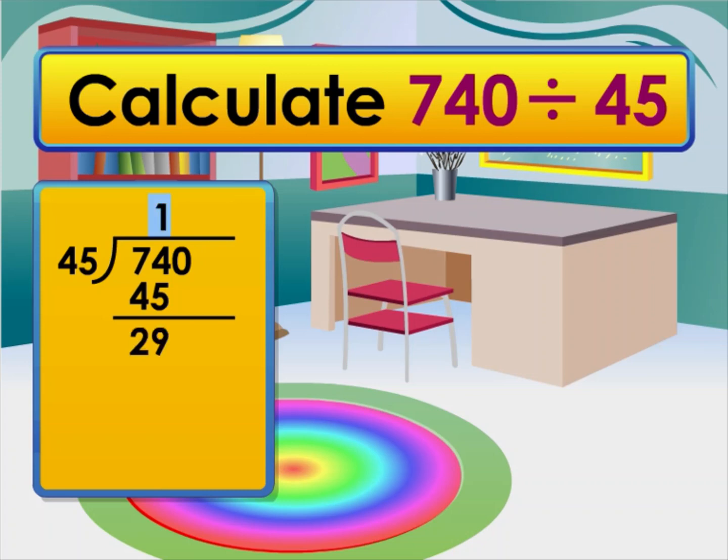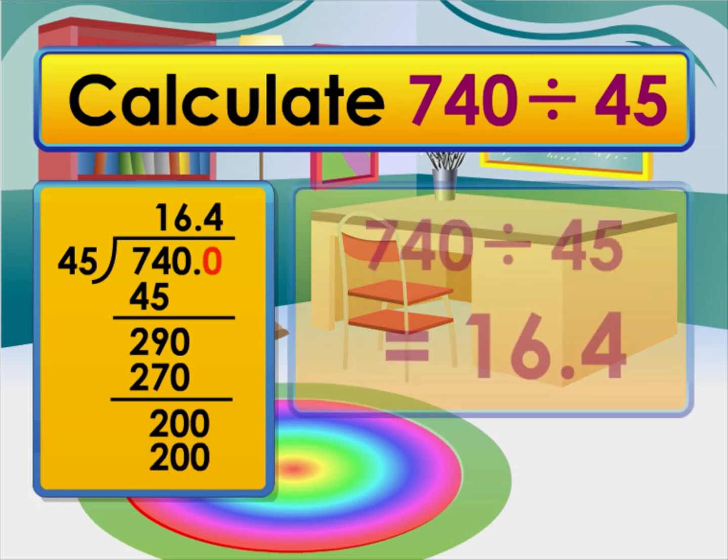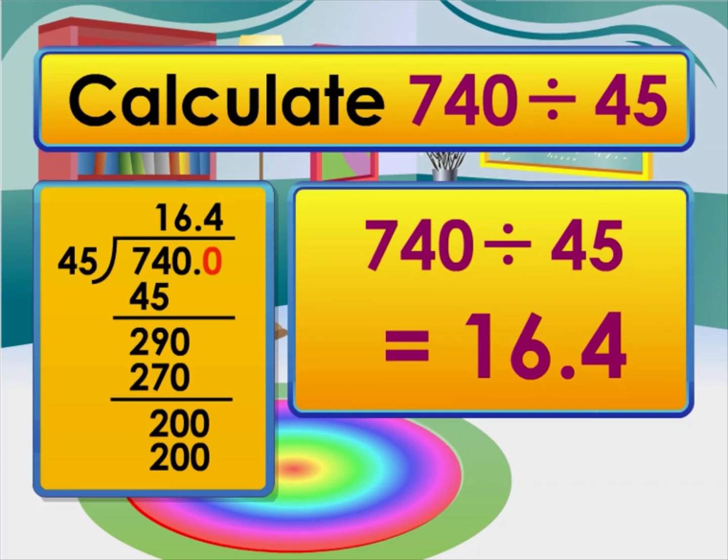Make sure the first quotient is written over the last digit of the partial dividend, 4. Bring down 0. How many times can 45 go into 290? Yes, there are 6 times 45 in 290 with a remainder of 20. Continue dividing by adding 0 to the dividend and placing a decimal point in the quotient. Bring the 0 down to 20 and the dividend is now 200. 45 goes into 200 4 times exactly. So, 740 divided by 45 is 16.4.